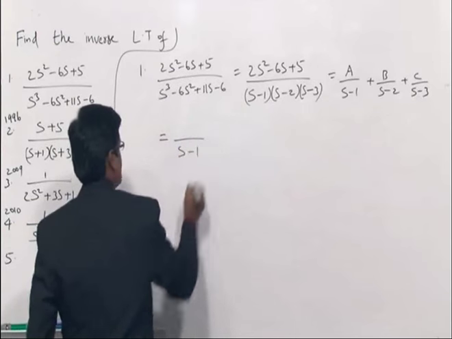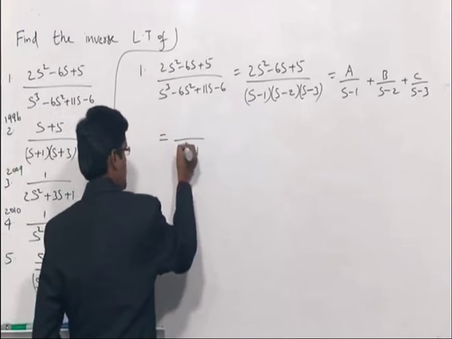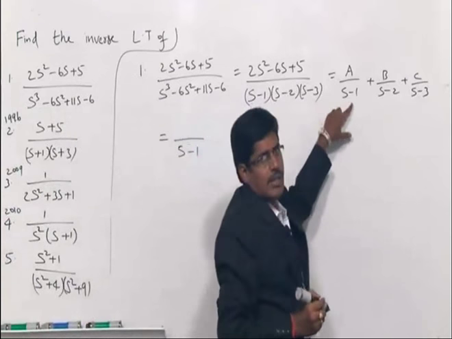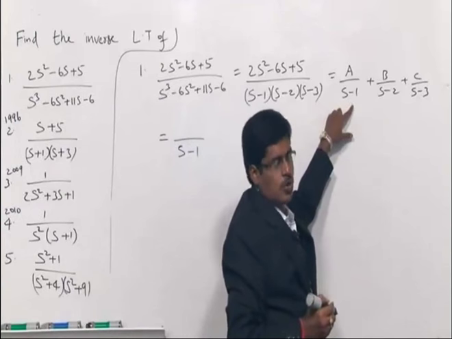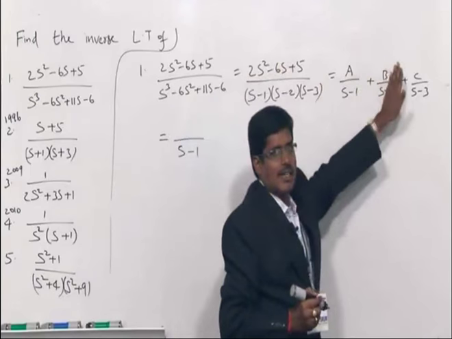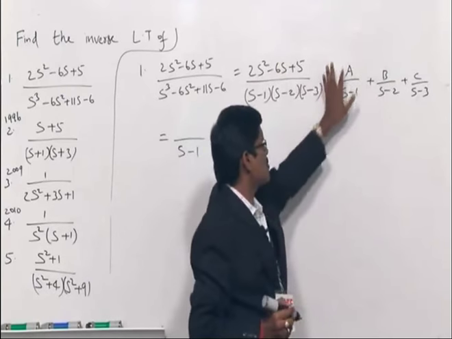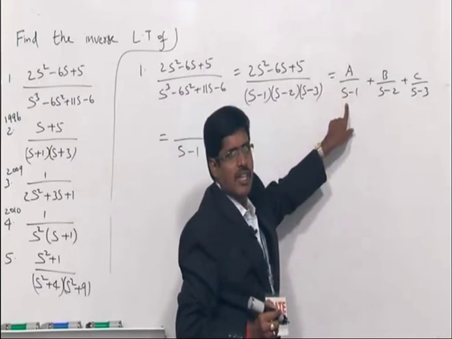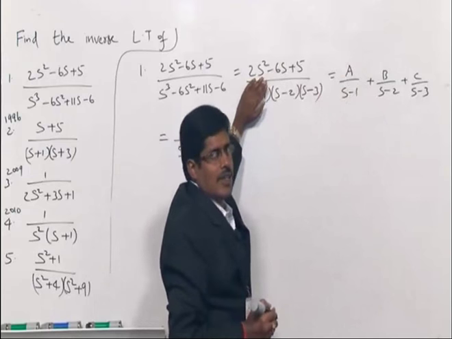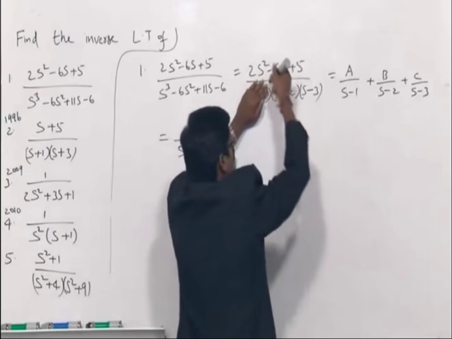What is the first fraction? That is s − 1. Now we have to determine A. To get A, what is the corresponding s value? Equating the denominator to 0, s = 1. Put that s = 1 in the left side. This is your left side, this is your right side, where we have to find A, B, C respectively. Put that value in the left side, covering the corresponding factor. Otherwise, the denominator becomes 0. So in all the other factors on the left side, put s = 1.